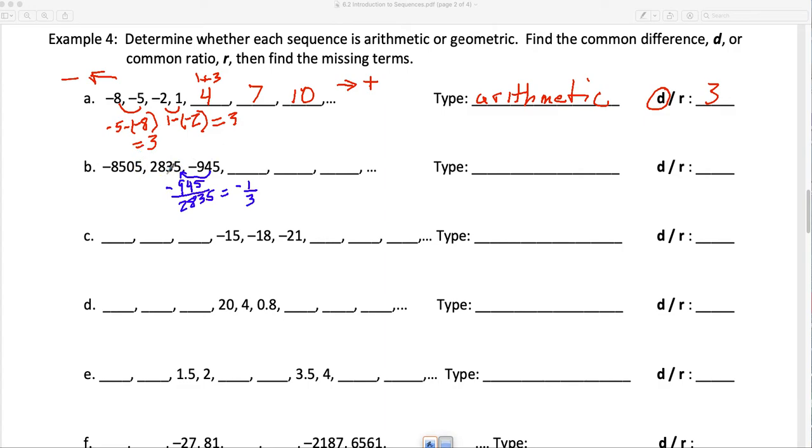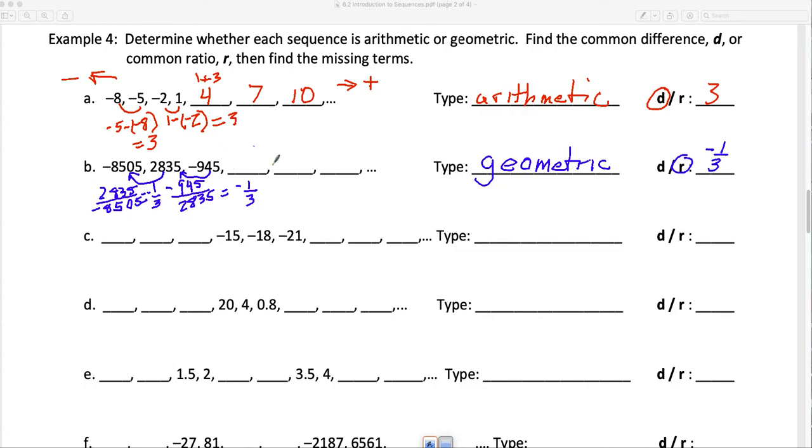Now I've only got this one, so let's do this one. I've got 2835 divided by negative 8505. And that one's going to be equal to negative 1/3. All right, I have confirmed this is geometric because I got the same answer twice by dividing backwards. That gives me a common ratio, and my common ratio is negative 1/3.